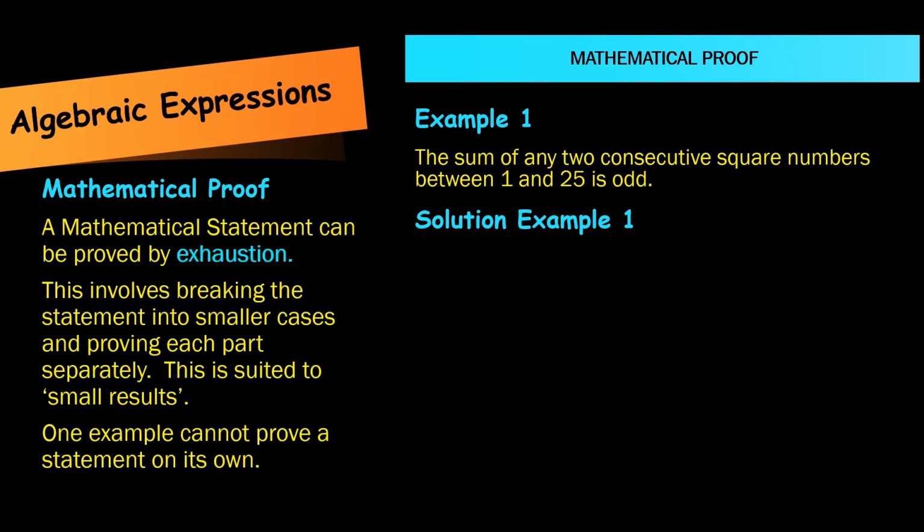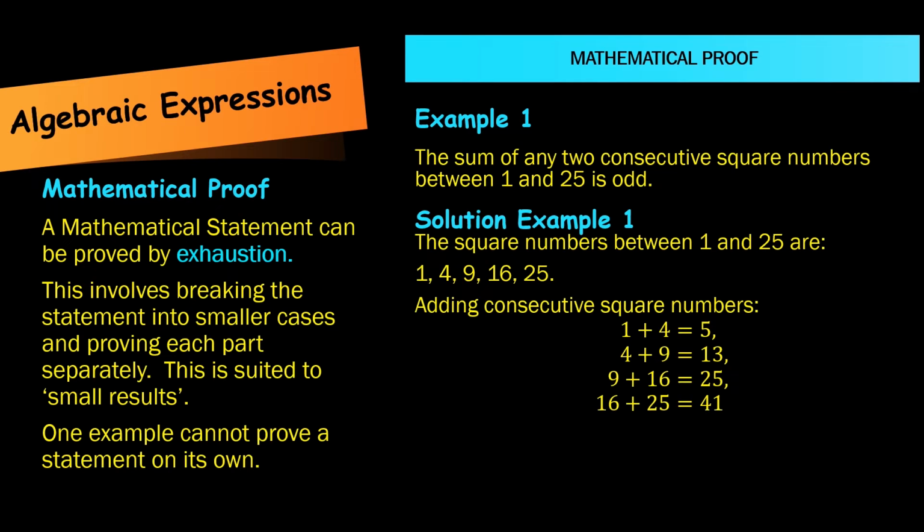So let's solve this. The square numbers between 1 and 25 are the following: 1, which is 1 squared, 4, which is 2 squared, 9, which is 3 squared, 16, which is 4 squared, and 25, which is 5 squared. Clearly, this is a finite number of numbers. So let's add consecutive numbers.